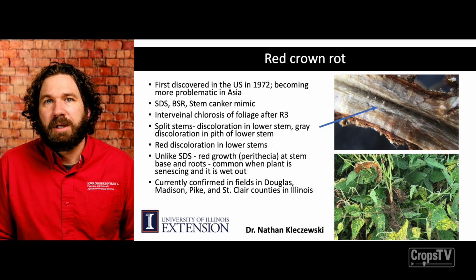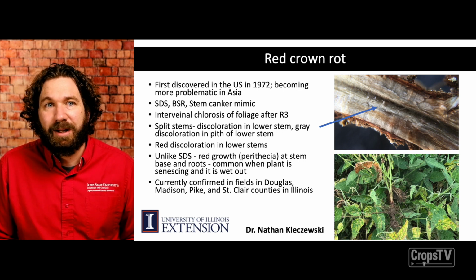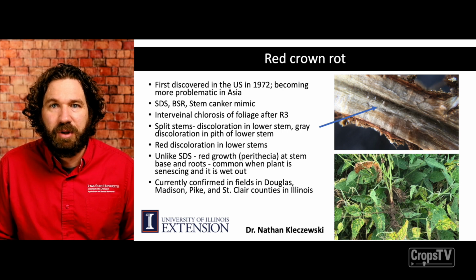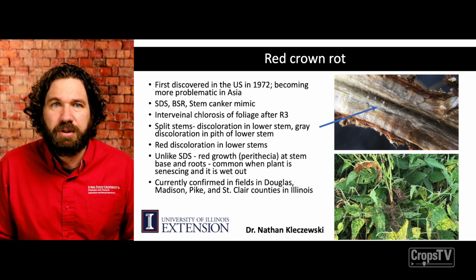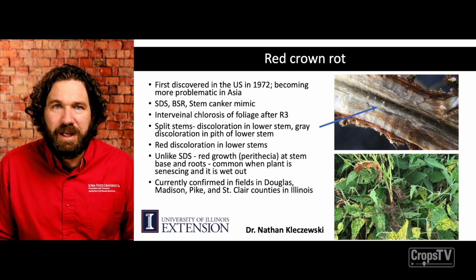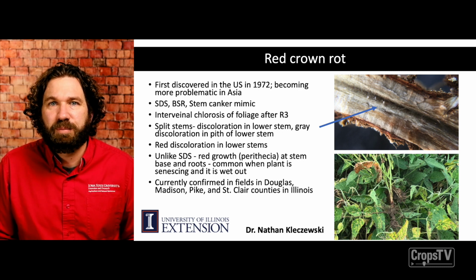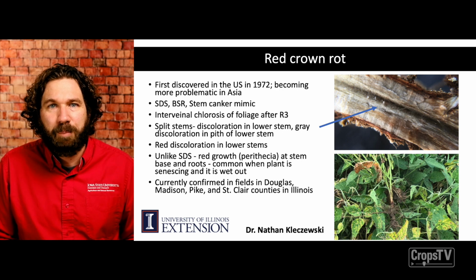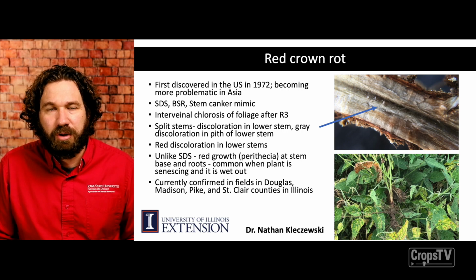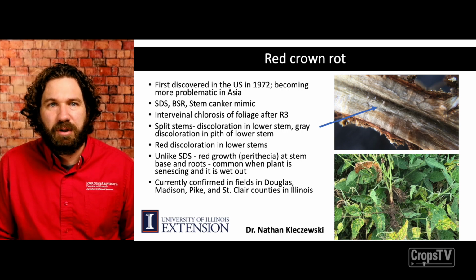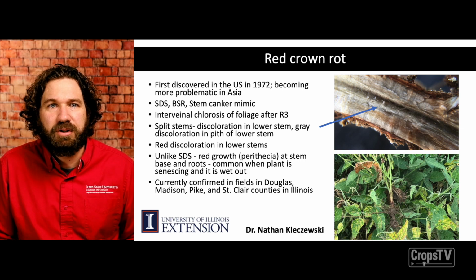This particular disease looks a lot like SDS and brown stem rot or stem canker. It has the same classic interveinal chlorosis and necrosis, but there are a lot of different clues once you start looking at the stems and getting into that field. If you split the stems, you'll see that gray discoloration in the pith tissue in the lower stem. You would also see red discoloration in the lower stems on the outside. You'll see this red growth. This is the perithecia at the base.